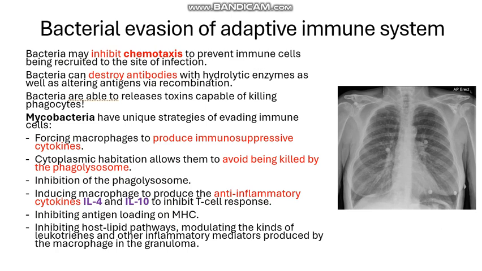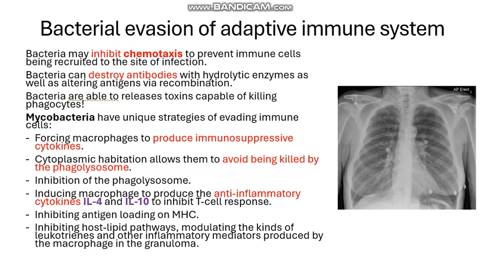Bacteria also have methods of evading the adaptive immune system. So bacteria may inhibit chemotaxis to prevent immune cells being recruited to the site of infection, like we talked about a moment ago. Bacteria are also capable of destroying antibodies with hydrolytic enzymes, as well as altering antigens via bacterial genetic recombination to give their antigens different epitopes, so the host needs to trigger a new adaptive immune response to make complementary immunoglobulins and T cells.